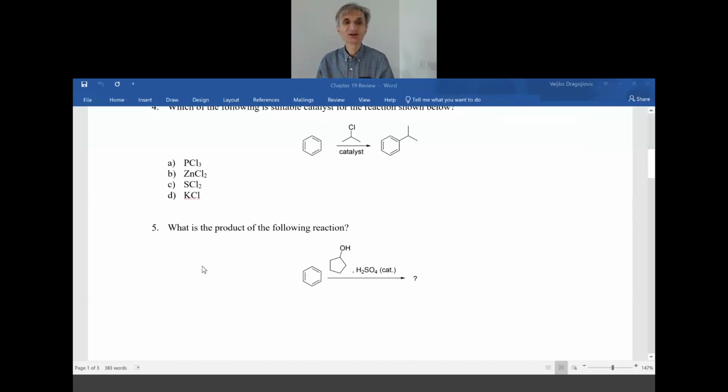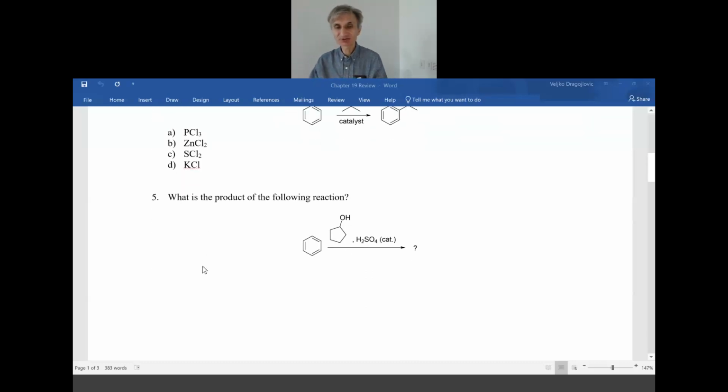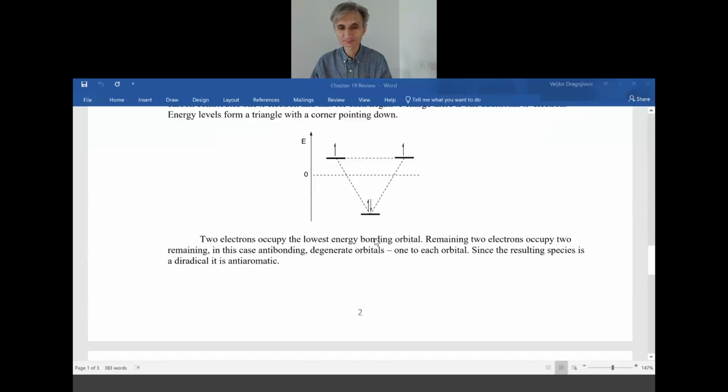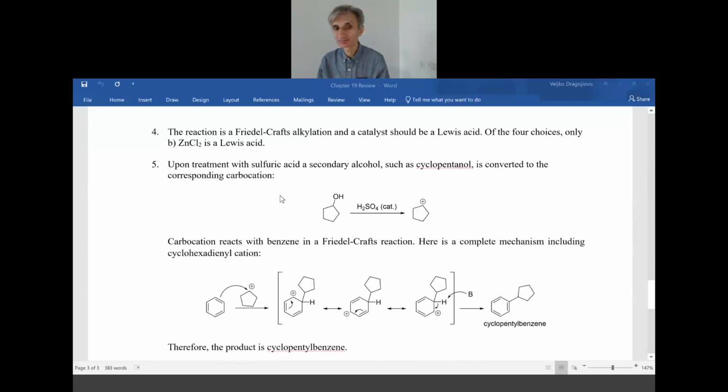And question number 5. What is the product of the following reaction? Here we have a reaction of a benzene ring, cyclopentanol, and a catalytic amount of sulfuric acid. First you have to consider what sulfuric acid does to cyclopentanol, because with a catalytic amount of acid you wouldn't expect much to happen to benzene, and in general they don't react. We need fuming sulfuric acid to sulfonate benzene. Otherwise, ordinary sulfuric acid can be used to purify benzene to remove impurities.